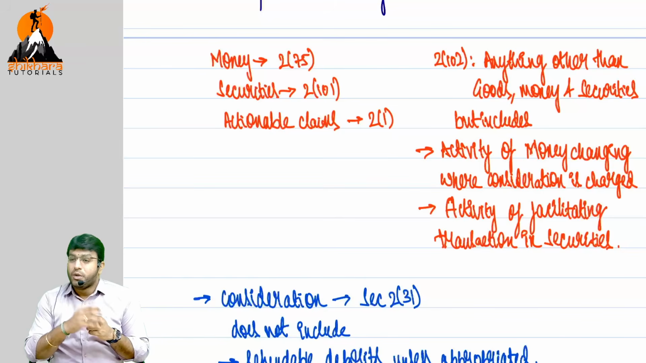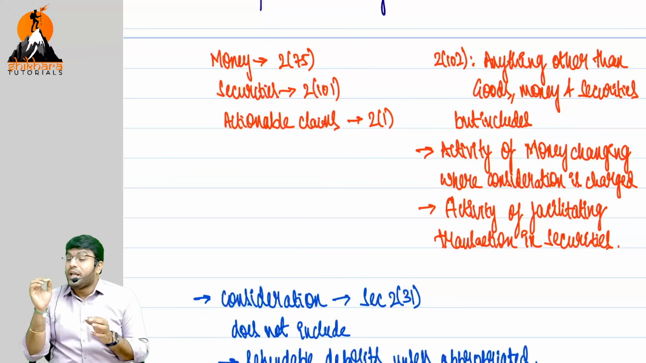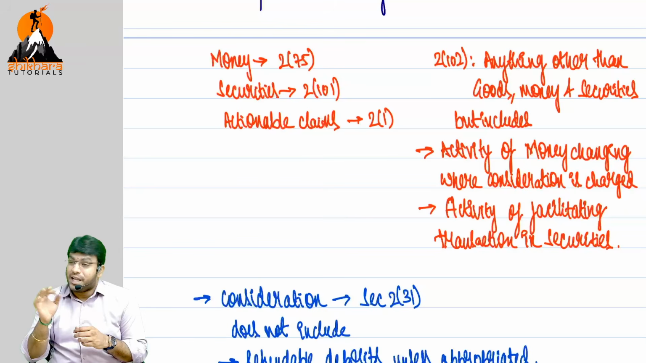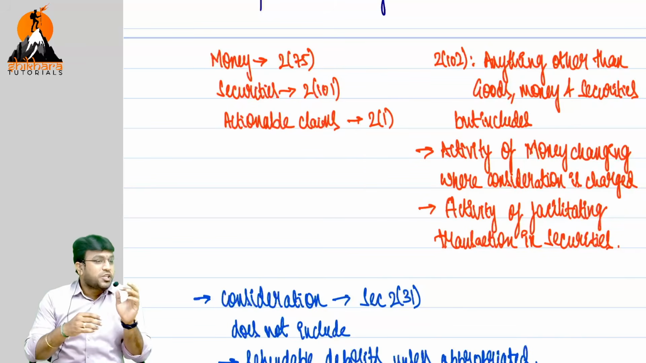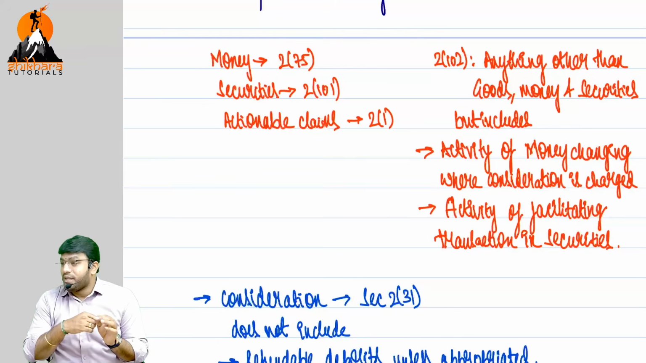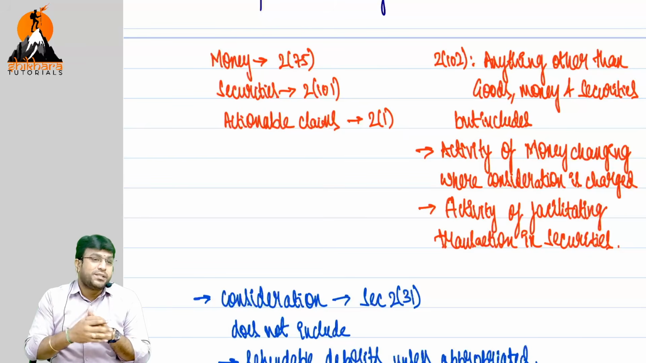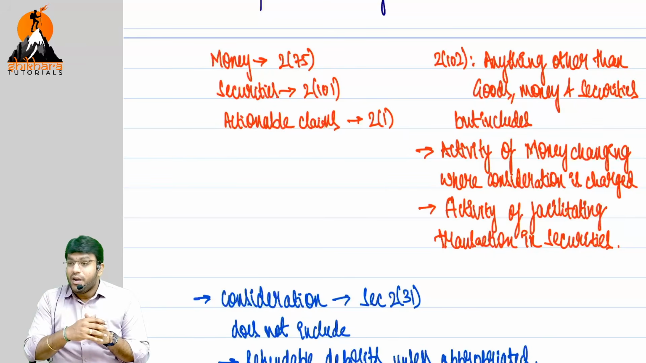And which section defines goods? Section 2(52). I told you this. Goods cover what? Goods cover every kind of movable property other than money and securities, but includes actionable claims, growing crops, grass, or things attached to or forming part of land which are severed or agreed to be severed before supply or under a contract of supply. You are getting clarity?